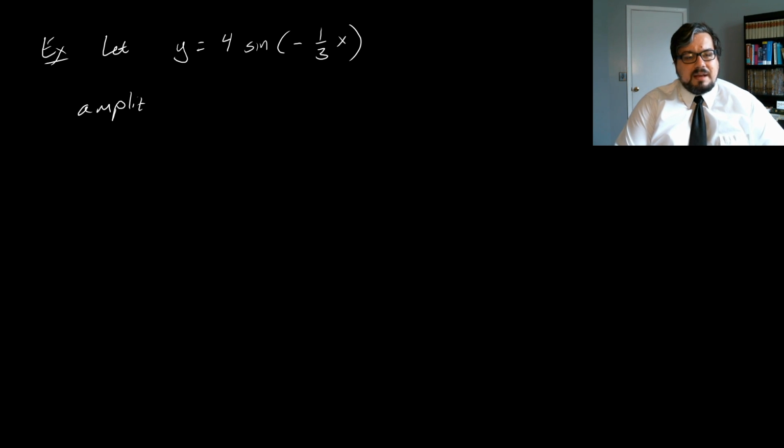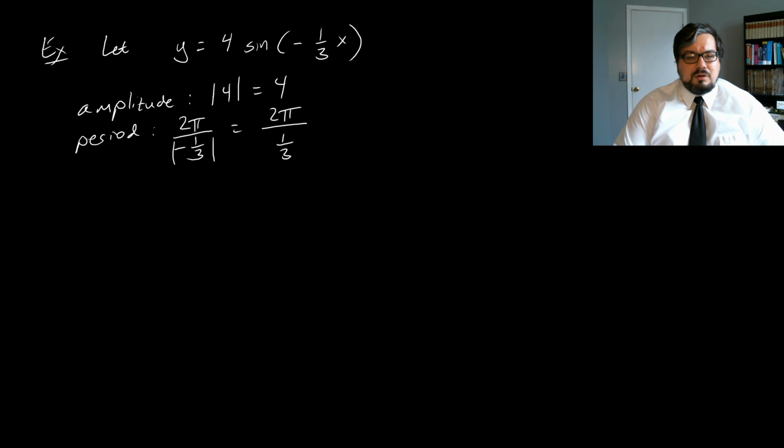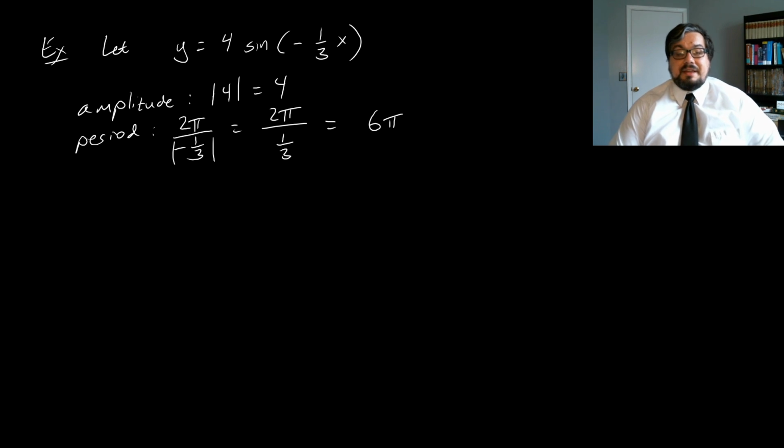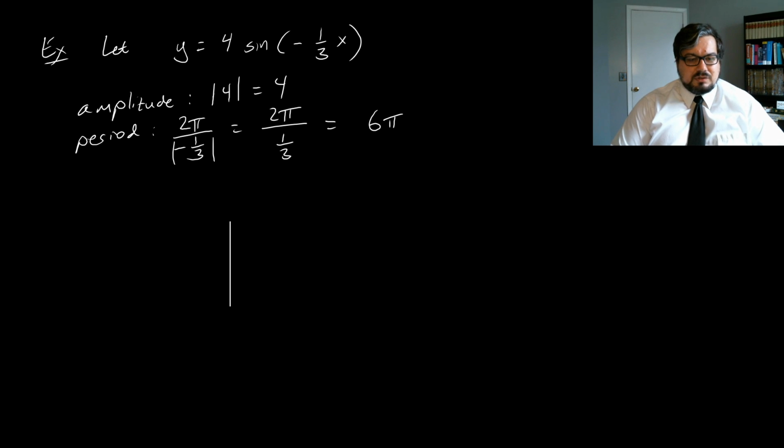Once again, we want to start with the amplitude. And the amplitude in this case will be the absolute value of 4, which is just 4. The period is going to be 2 pi over the absolute value of negative 1/3, which is 2 pi over 1/3, which, when you simplify that all down, gives you 6 pi. So this function is going to take a distance of 6 pi to complete one complete cycle. So let's start sketching this out.